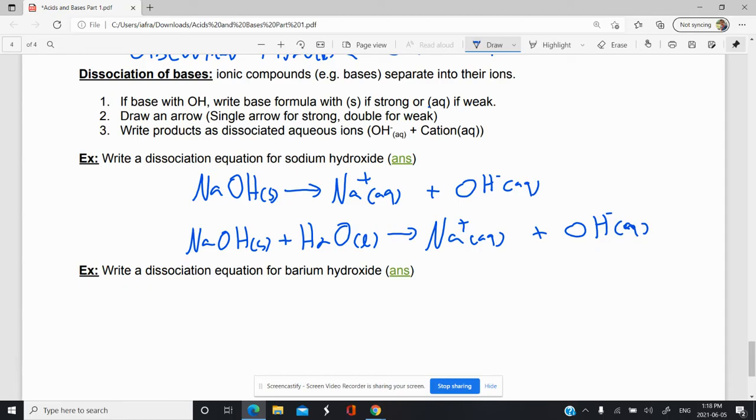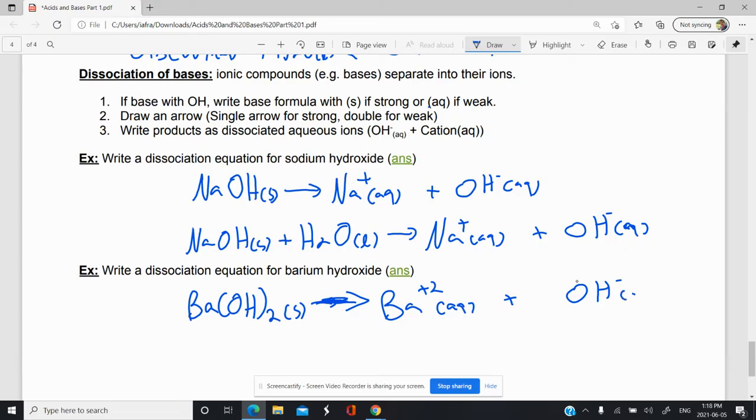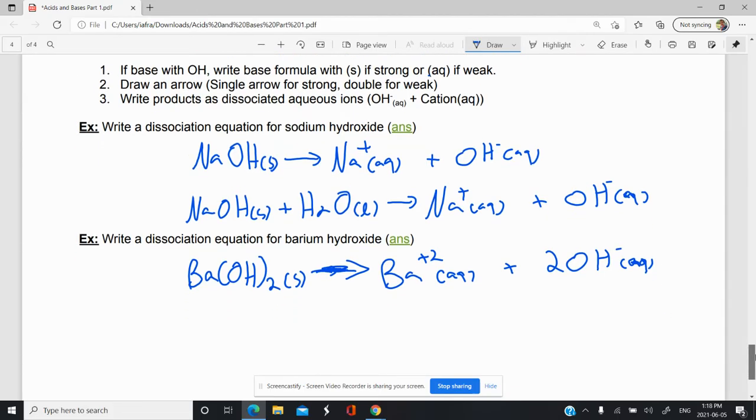And then for barium hydroxide, very similar situation, but it's a little bit different because notice that we have Ba(OH)2. So there's two OHs there, solid. And in that, it's going to be one arrow because it's a strong base. We're going to have Ba 2 plus AQ plus OH minus AQ. But we do want to make sure it's balanced, so you'd put a 2 in the front there, like that. And so that's how you go about writing your dissociation equation for barium hydroxide.